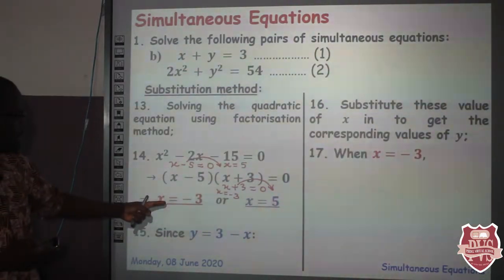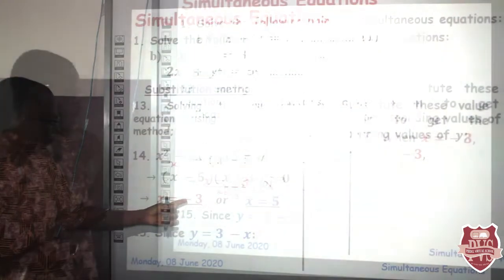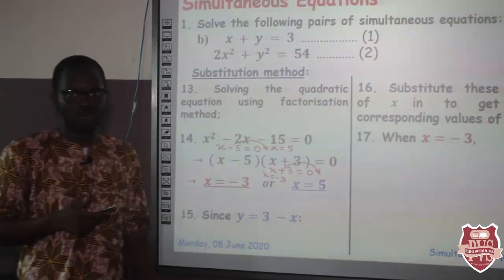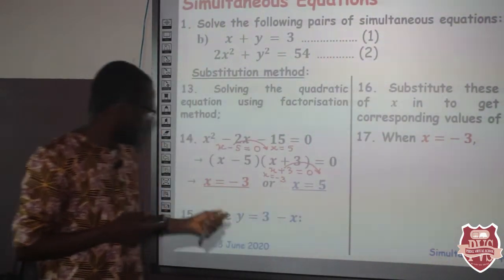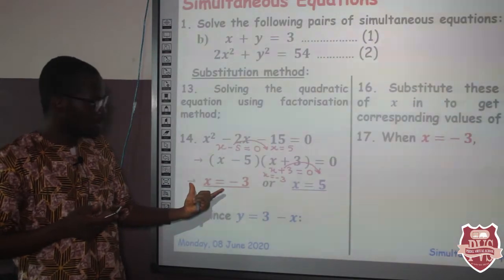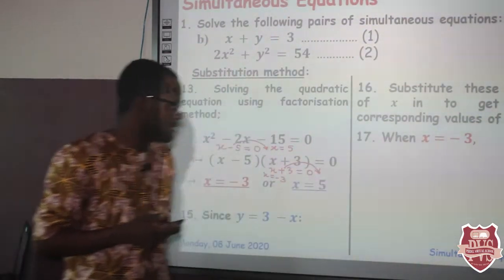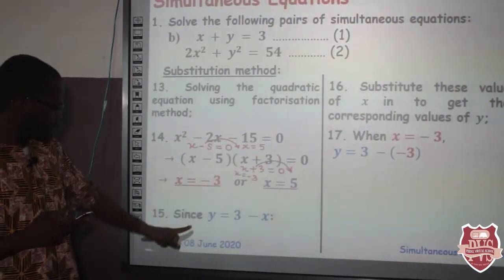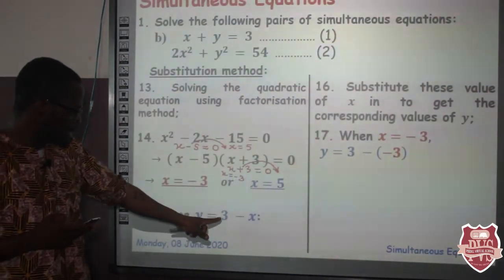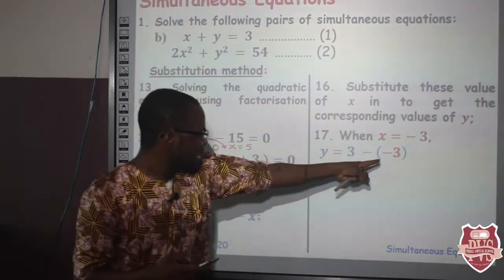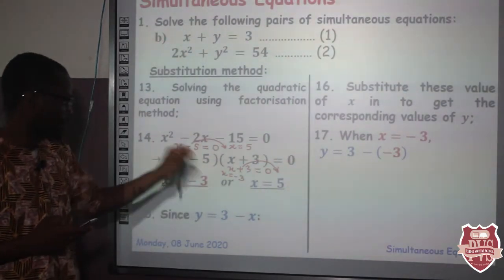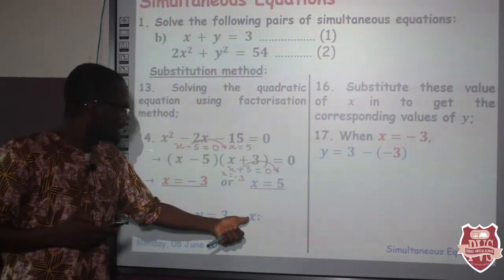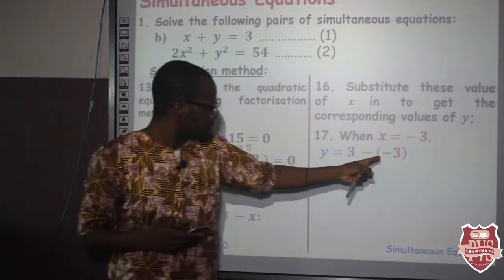So when x is minus 3, we'll now substitute this value into this expression to get the corresponding value of y. Minus 3 is one of the 2 values of x we got earlier on. So when x is minus 3, you have y will now be equal to 3 minus (minus 3). Okay, so we're substituting, or I should say replacing, x right there with its value, which is the minus 3. So you have 3 minus (minus 3).